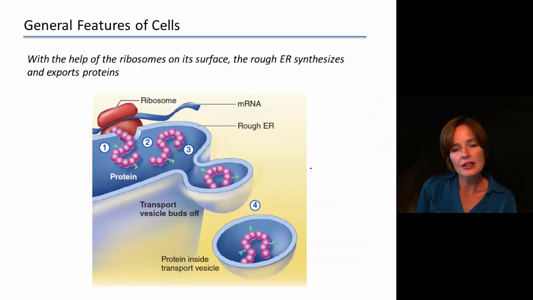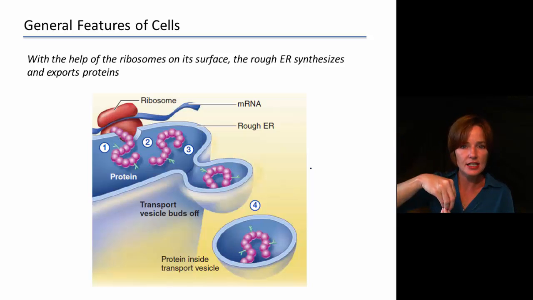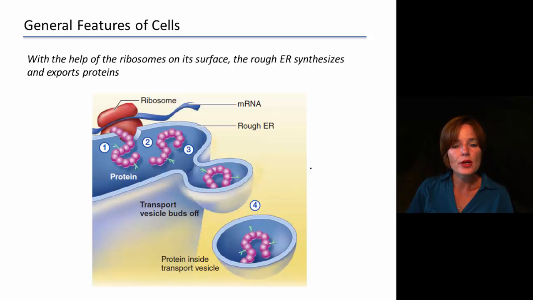If we look closer at the ER here, the rough ER specifically, we can see what that ribosome on the outside of the ER is actually doing. So the ribosome is the brown structure. The ribosome is making protein, which is shown here in purple. And as the ribosome makes the protein, it actually takes that protein and sticks it into the inside of the rough ER. And then the rough ER is going to take it and package it up into this little compartment. This compartment right here is what we call a vesicle.